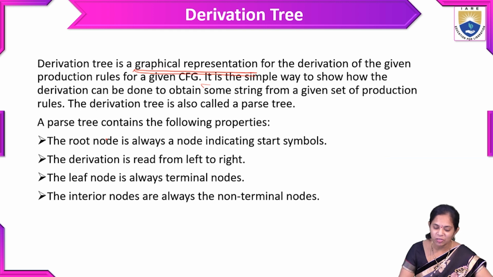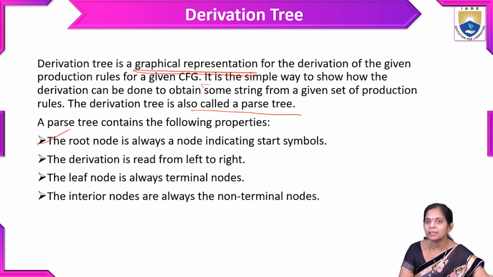A parse tree has the following properties. The derivation tree is also called the parse tree. So what are the properties of the parse tree? First, the root node. What is meant by the root node? In derivation, we take the start symbol production rule, and the left-hand side of that production rule is taken as the root node.